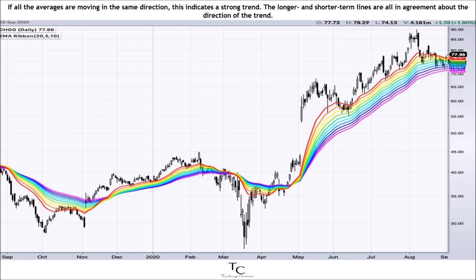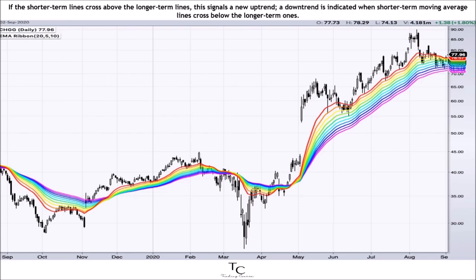The ribbon allows you to look at these relationships for multiple moving averages at once. If all the averages are moving in the same direction, this indicates a strong trend. The longer and shorter term lines are all in agreement about the direction of the trend. If all the moving average lines in the ribbon are moving upward, prices are increasing in all time frames and the security is likely in an uptrend.